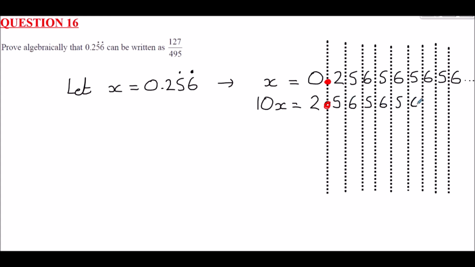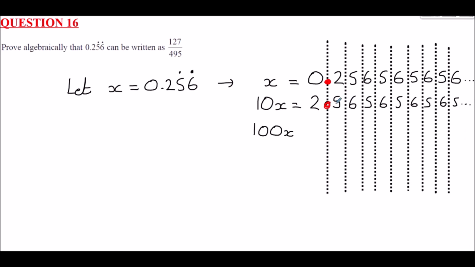Now, do those numbers line up nicely? Do we have the same numbers directly beneath each other? No, we don't. Where there's a 5, there's a 6. Where there's a 6, there's a 5. So that doesn't work. But don't worry, all we need to do now is to go again. So we multiply by 10 once more. So 10x times another 10 gives us 100x.